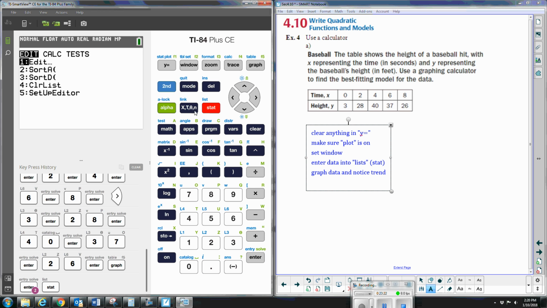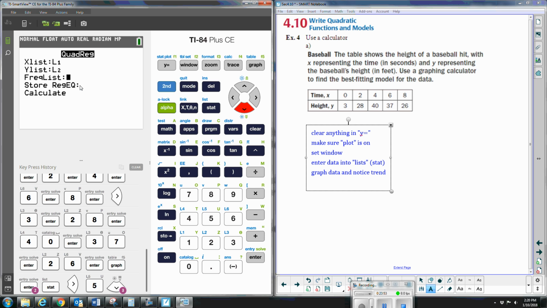So you go to stat and then scroll over to calc. Before we did linear regression, but this time we're doing quadratic regression. Where is it on here? It's number 5. Quadratic regression. So I'm going to look at list 1, that's my x values. Y is my list 2.